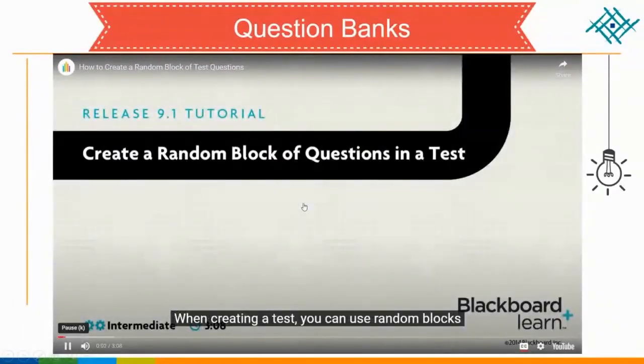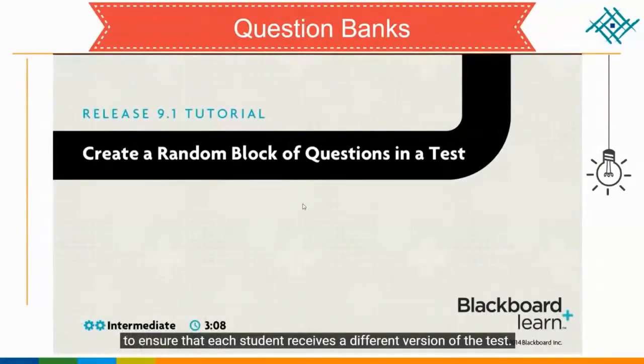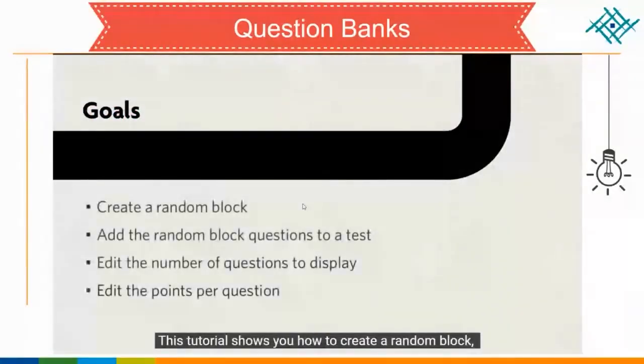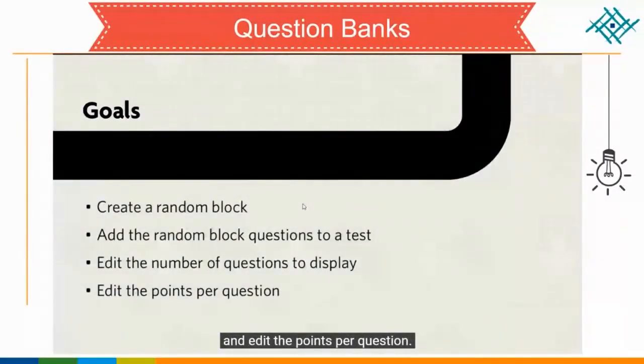When creating a test, you can use random blocks to ensure that each student receives a different version of the test. A random block is a set of questions retrieved at random from one or more question pools to be presented each time the test is taken. This tutorial shows you how to create a random block, add the random block questions to a test, edit the number of questions to display, and edit the points per question.